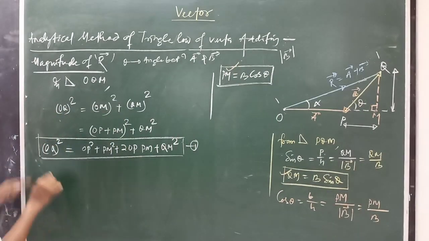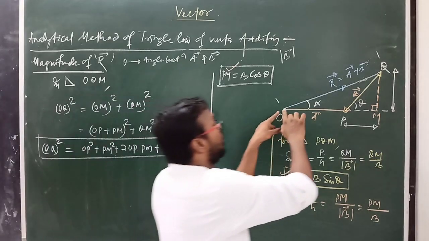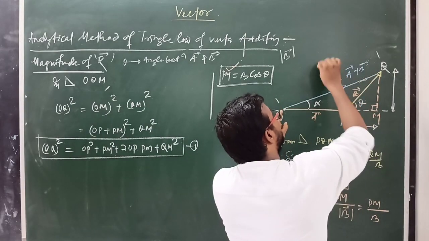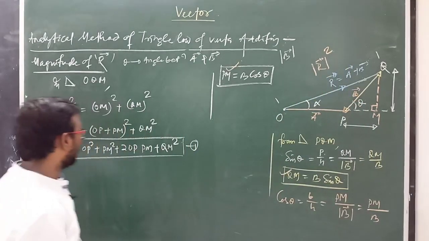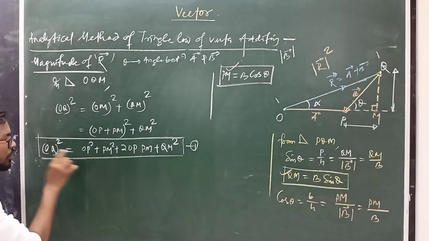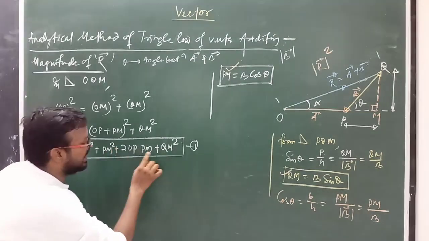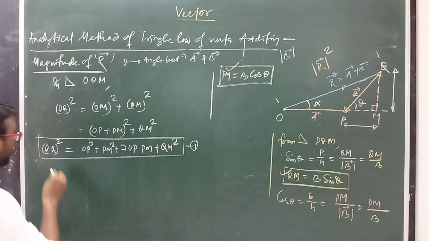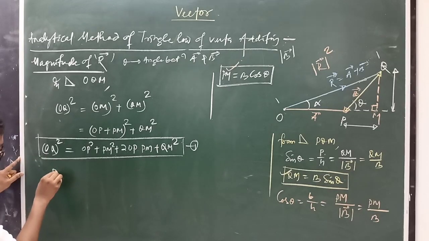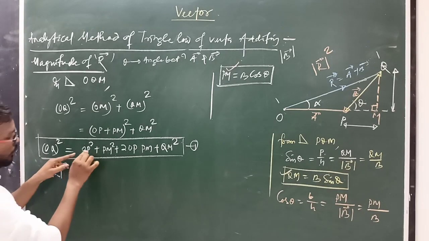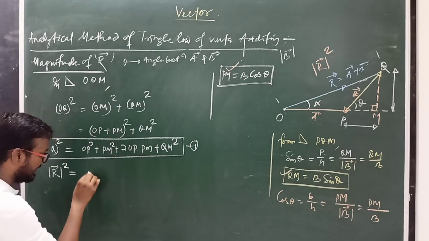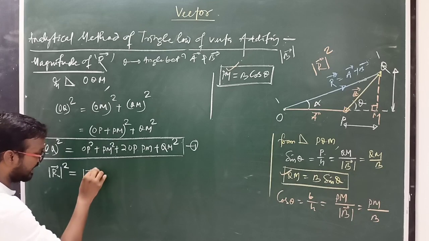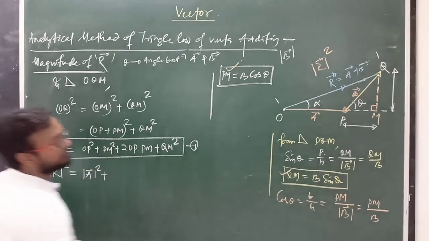Then this equation turned to be, what is OQ? OQ means R, and its magnitude we can write as R vector magnitude square. Clear? OQ means magnitude, OP magnitude, all the quantity here is only magnitude. So I have to write here OQ square, means R vector magnitude square, equal to OP square. OP is A, and its magnitude, that is A vector magnitude square, plus PM.